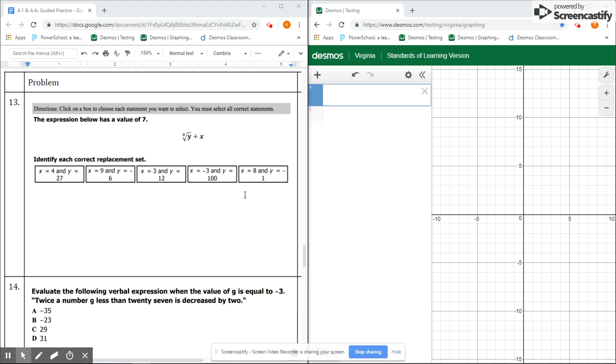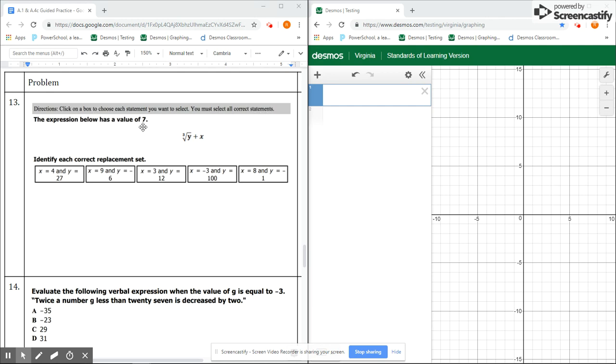Okay, this is 8.1 and 8.4C guided practice, page number 4. We're going to go through 13, 14, and 15 here. Number 13, directions. Click on a box to choose each statement you want to select. You must select all correct statements.